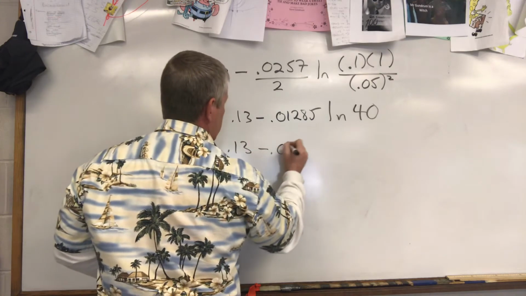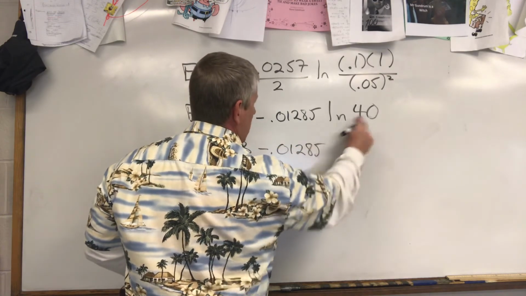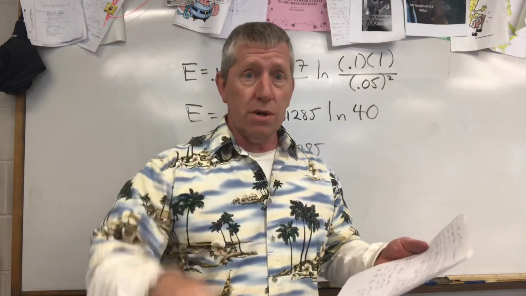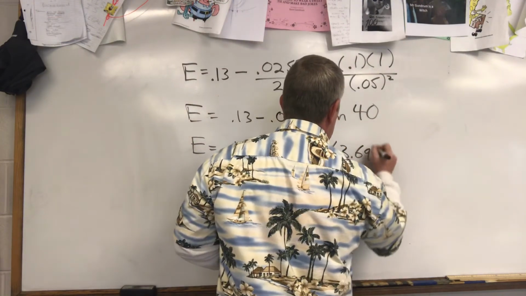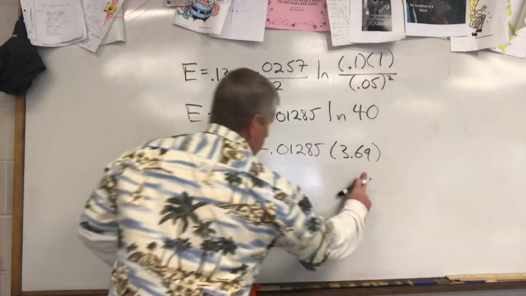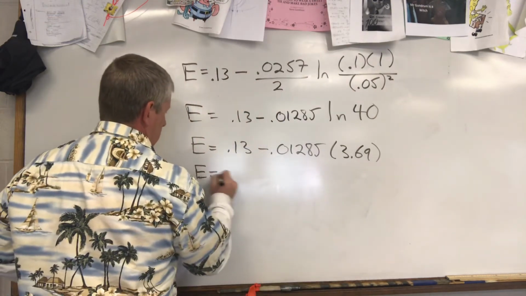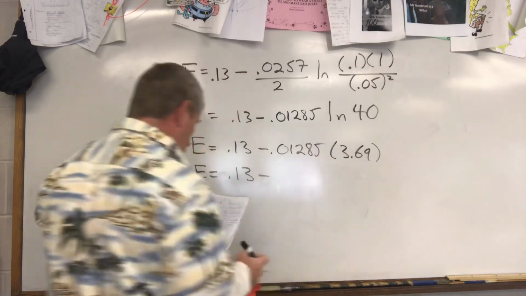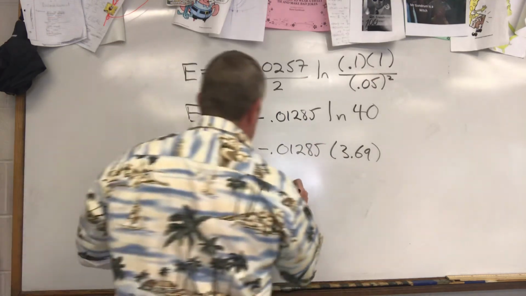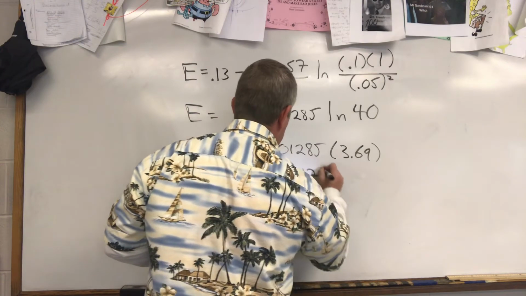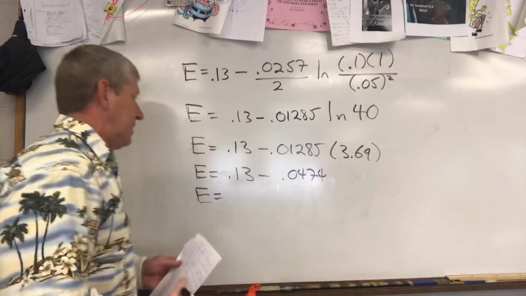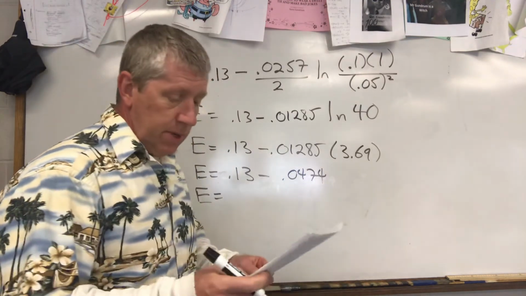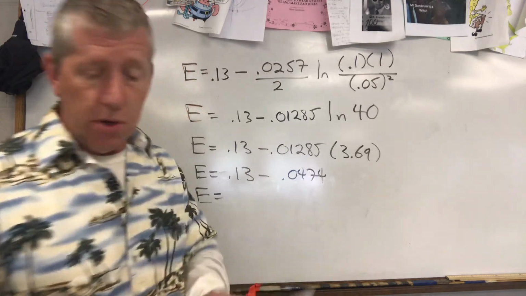0.13 minus 0.01285 times the natural log of 40. Hit the LN button, 40, enter. You should get 3.69. All right. Multiply those. Get a product. That product will be 0.0474. Now subtract, and finally, that minus that gives me, we should get 0.083.